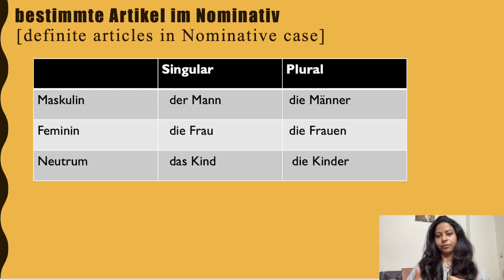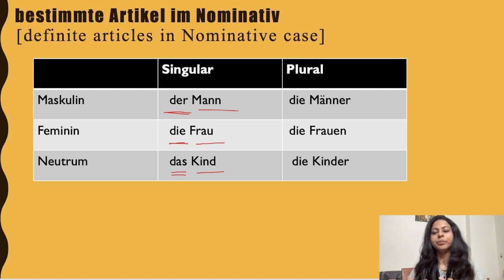Now we have singular and we have plural in masculine, feminine and neutrum. The article in plural does not depend on the gender. We will see. Now, masculine में der होता है. It takes der. So, Mann is masculine. So, der Mann. Feminine, article die होता है. Frau is feminine. So, die. Neutrum is das. Kind is neutrum, so it takes the article das.